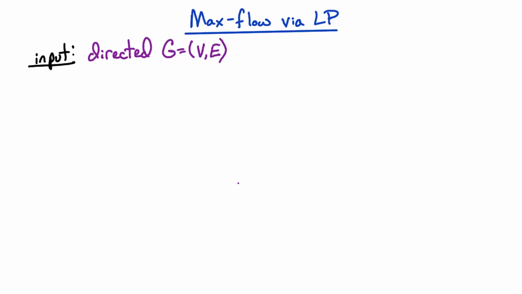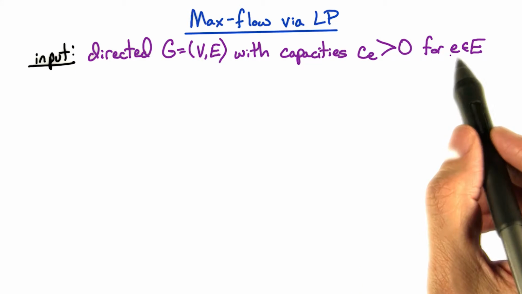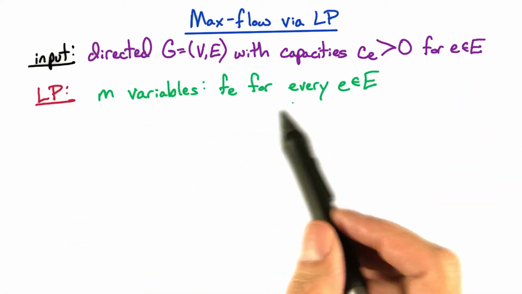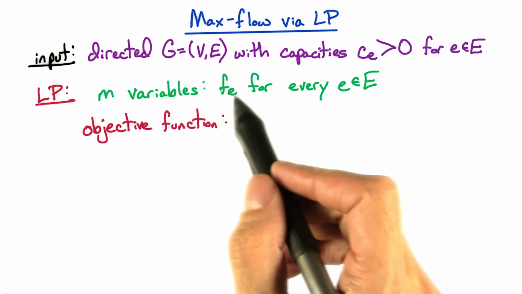The input to the max flow problem is a directed graph G, along with positive capacities for every edge. Now our linear program is going to have m variables, one for every edge. Now we're going to have an objective function. This is the function that we're trying to optimize. This should be a linear function of the variables.